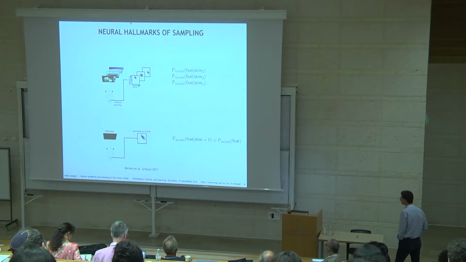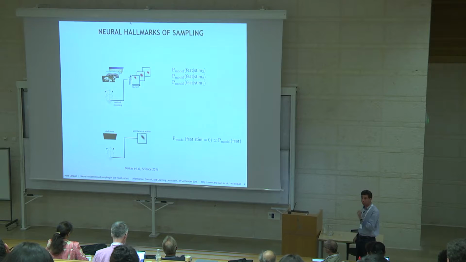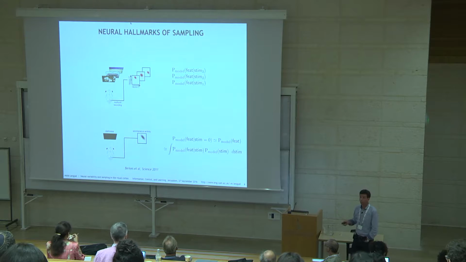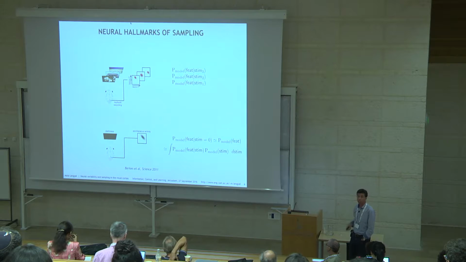Okay, so now if this holds, and this is the only additional assumption that we need here, which I would argue is still a relatively mild assumption, then we can do one additional line of trivial algebra, which is that we rewrite the prior of the model, the internal model that the cortex implements, as the average of the posterior over the distribution of stimuli that the internal model of the cortex expects to see.